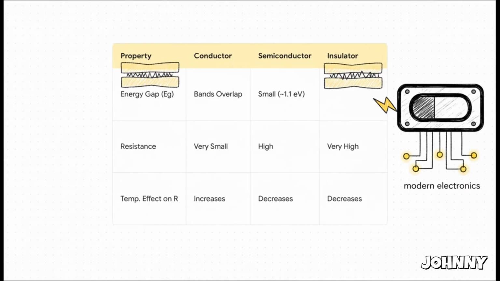This table just lays it all out so clearly. Just look at those energy gaps. They're overlapping for conductors, tiny for semiconductors, and absolutely massive for insulators. So here's the key takeaway, the crucial point. With a semiconductor, we can control its conductivity. We can turn it on and off just by managing that small gap. And that simple idea, that's the fundamental switch that all of our modern electronics are built on.